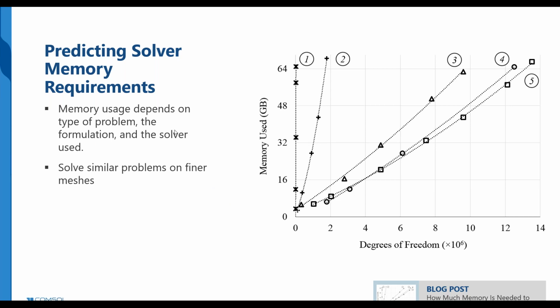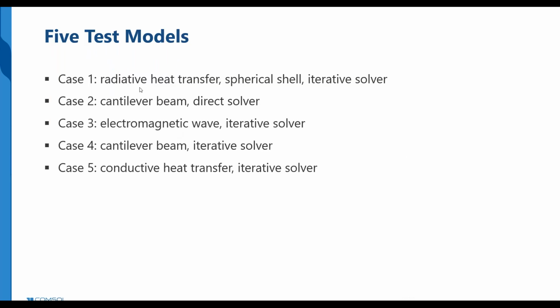What we have done here, we have taken 5 test models with a particular solver configuration and then refined the mesh and inspected in the log or with the task manager how much memory is used for these processes. And notice here that case 2 and 4 only differ in the way they solve the linear systems. Case 2 is using a direct solver, and case 4 is an iterative solver.